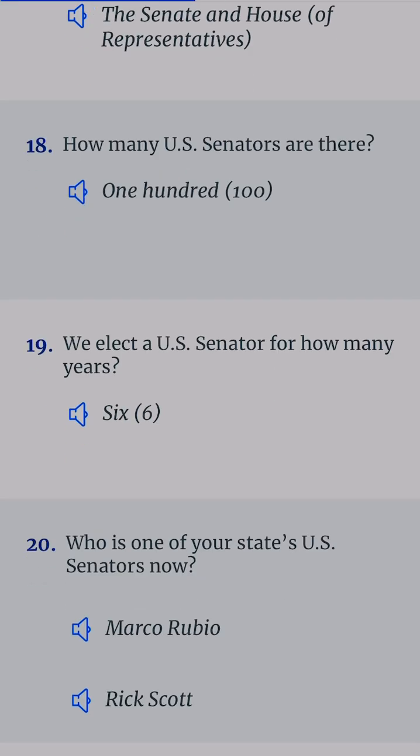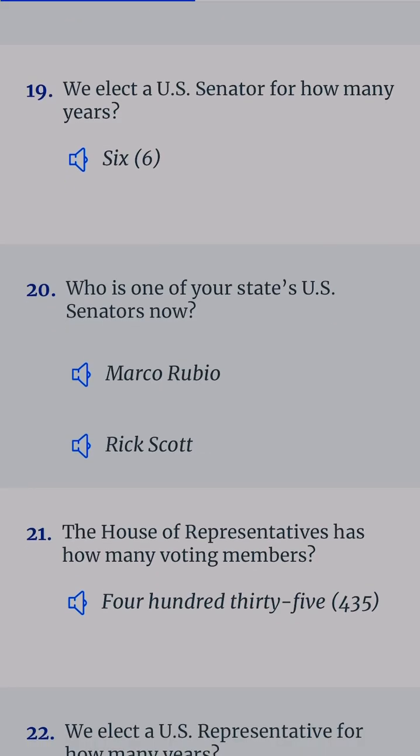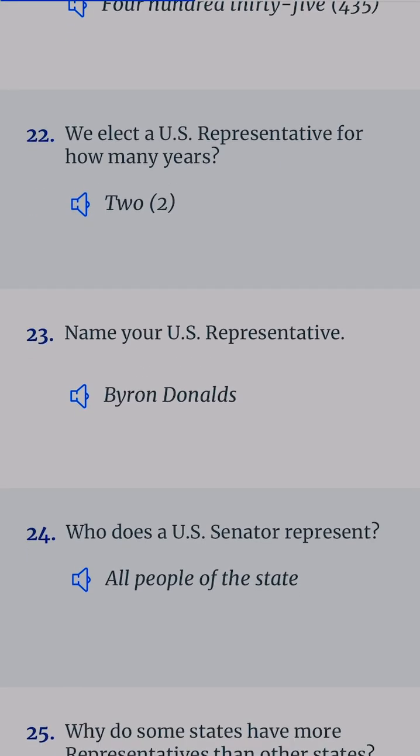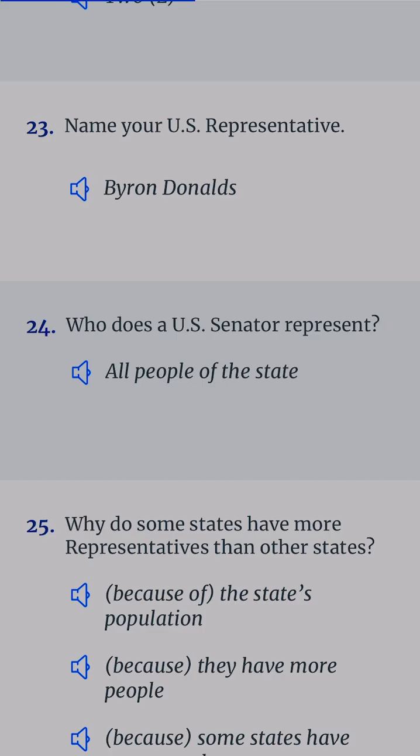How many U.S. senators are there? 100. We elect a U.S. senator for how many years? 6. Who is one of your state's U.S. senators now? Marco Rubio. Rick Scott. The House of Representatives has how many voting members? 435. We elect a U.S. representative for how many years? 2. Name your U.S. representative. Byron Donalds. Who does a U.S. senator represent? All people of the state.